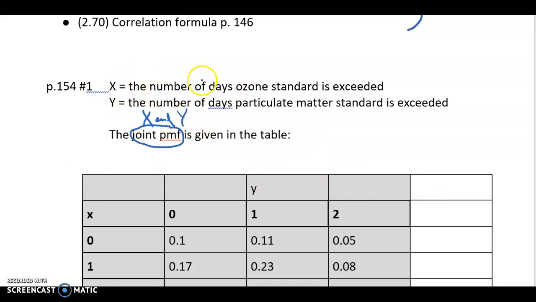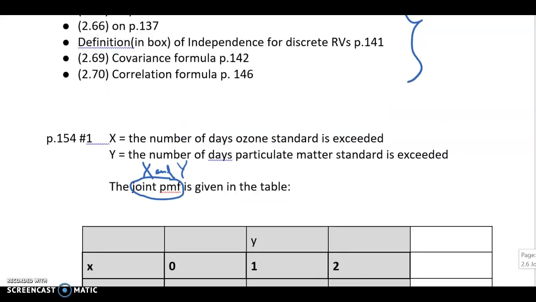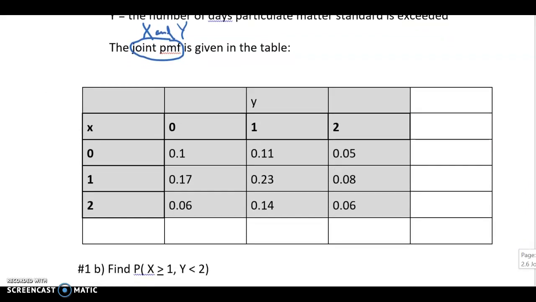Okay, so notice, if you were studying air quality, you might be interested in both of those things, right? Ozone and particulate matter. Don't worry too much about that stuff in Nebraska. All right, but here's the table, okay? So x can only be 0, 1, and 2, and y can only be 0, 1, and 2. And these things in this table are the probabilities. So like this right here, this is the probability that x equals 0, y equals 2.